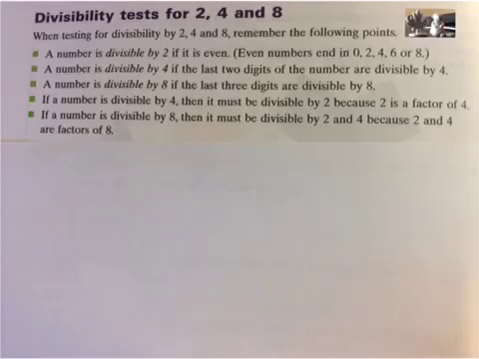If a number is divisible by 2, that means if it can be divided by 2, it's an even number. Okay, so that means the number has to end in 0, 2, 4, 6, or 8. So any number that is even is divisible by 2. Now the next one is quite interesting actually. If a number is divisible by 4, then the last 2 digits of the number are divisible by 4.